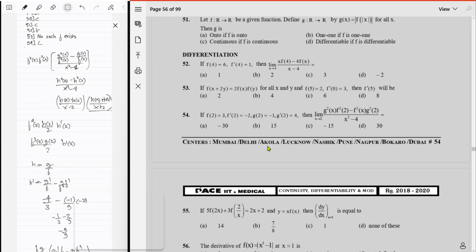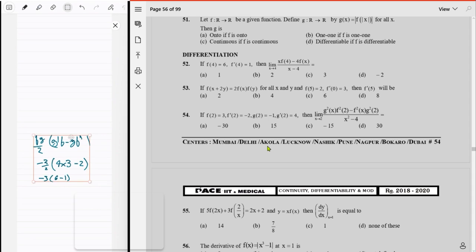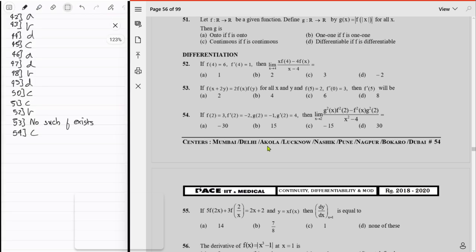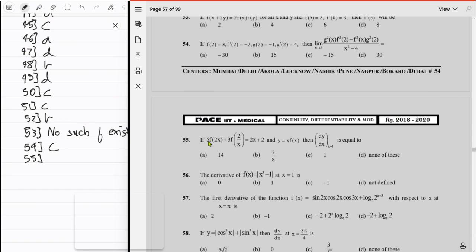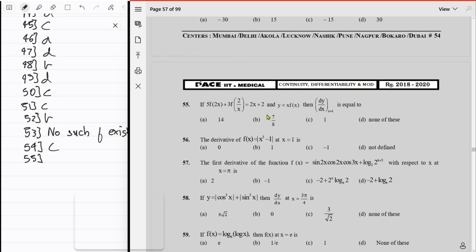55. Okay, come on. 55 is if 5 f of 2x plus 3 f of 2 upon x is equal to 2x plus 2 and y is equal to x f of x, then dy upon dx at x equal to 1 is equal to. All right, another functional equation, but now it's not in two variables, it's just in single variable. Okay, y is equal to x f of x.